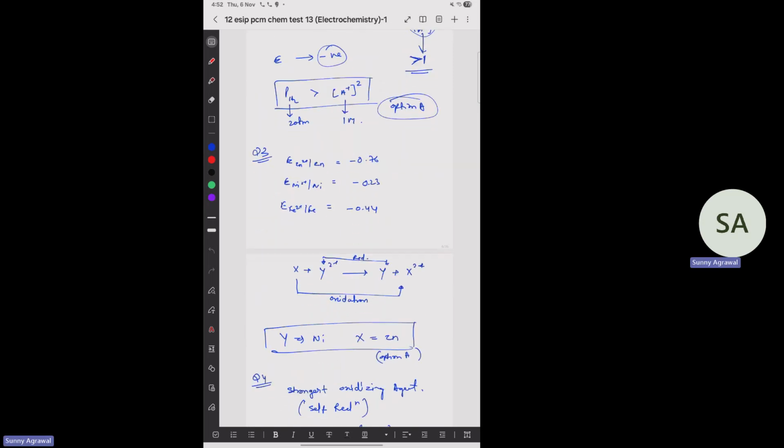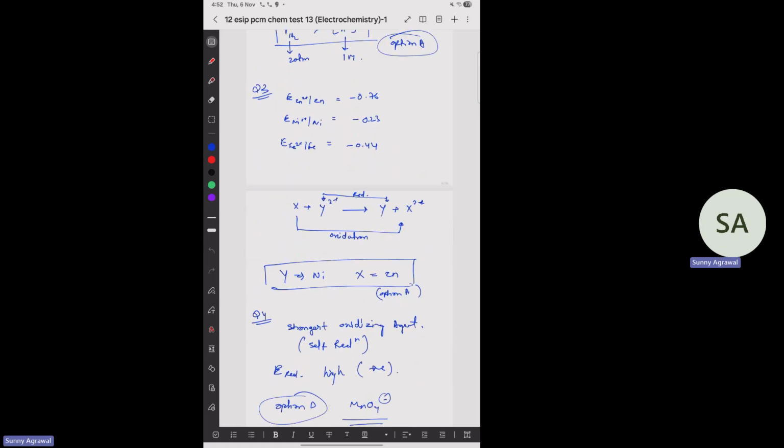Question number 3. We are given with reduction potential of 3 metals: zinc, nickel, and Fe. And they are asking which will get reduced and which will get oxidized. So here X is getting what? Oxidized, and Y is getting reduced, and which will support this change most effectively. They are asking that.